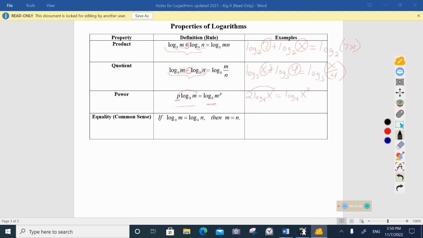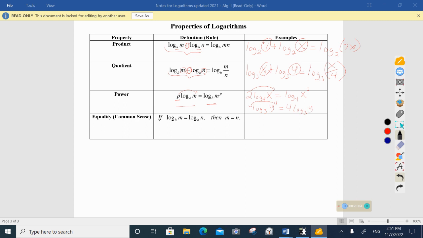Now, most of the time in logarithmic problems, we're using it the opposite way. So what if I gave it to you already compressed, like log base 3 of y to the 4th power? You can move the exponent out to the front. It becomes 4 log base 3 of y.